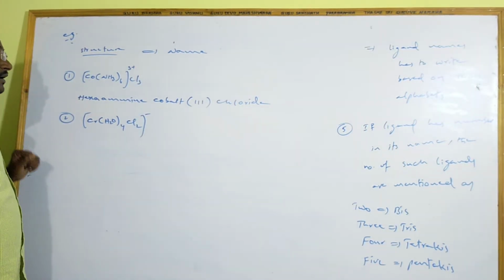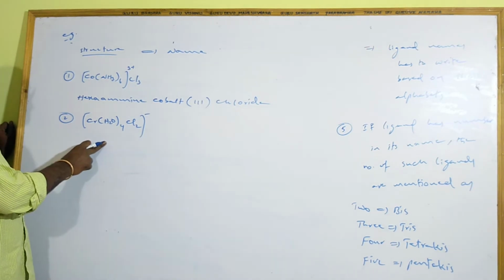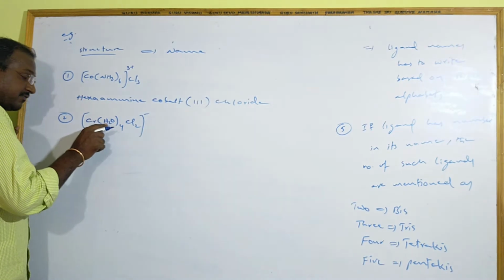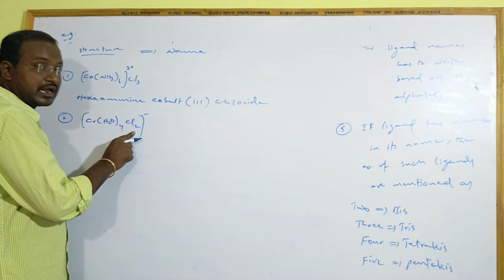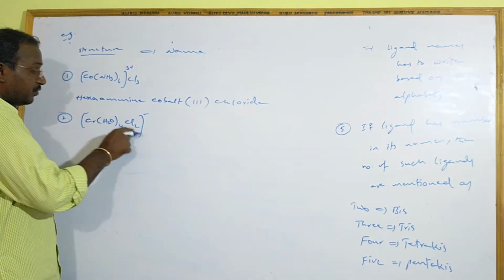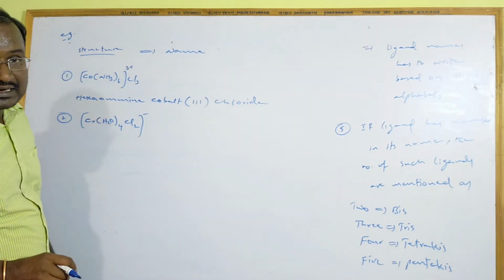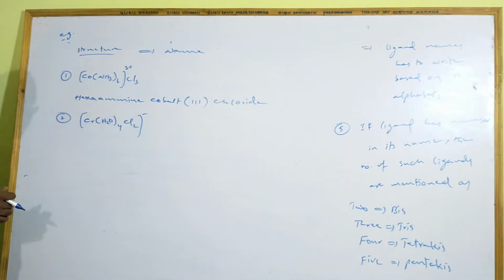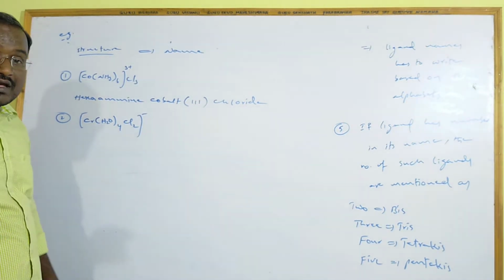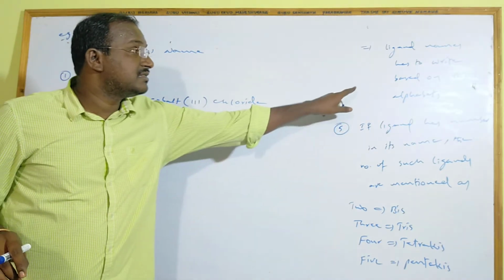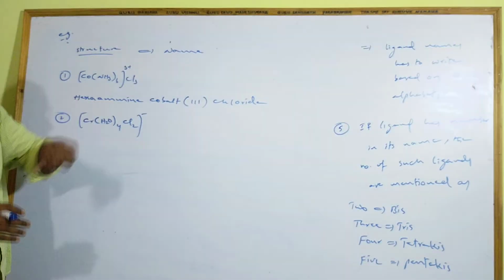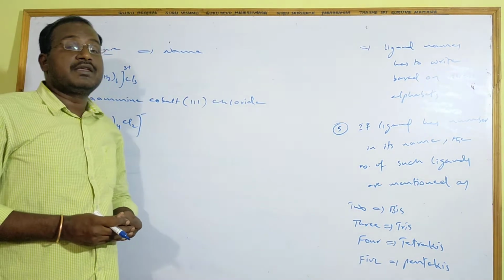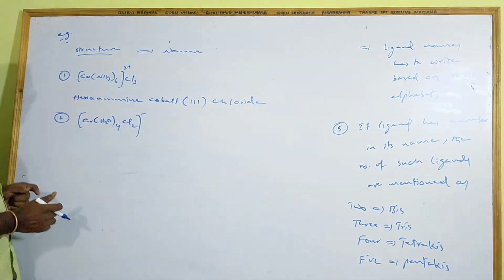Let me write. It is a complex. If it is a complex, first you have to say the ligands. What ligands are present? Water is a ligand as well as chloride. If more than one type of ligand is there, what do we call that complex? Heteroleptic complex. If it is heteroleptic, we have to arrange the ligands based on their alphabetical order. We write the names based on their alphabets.